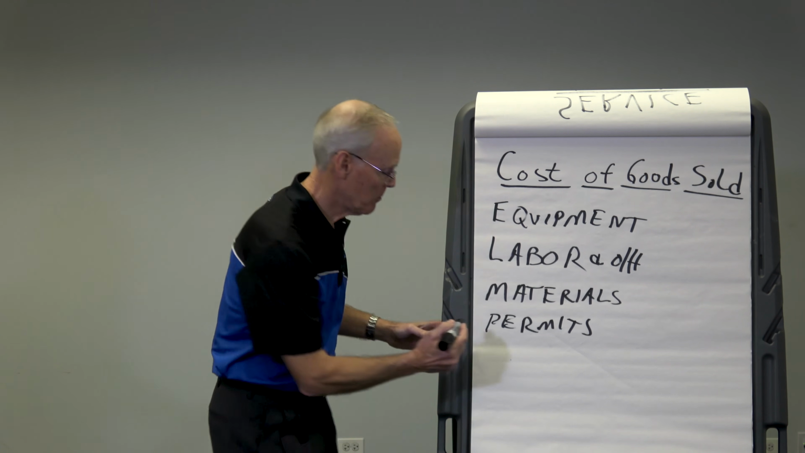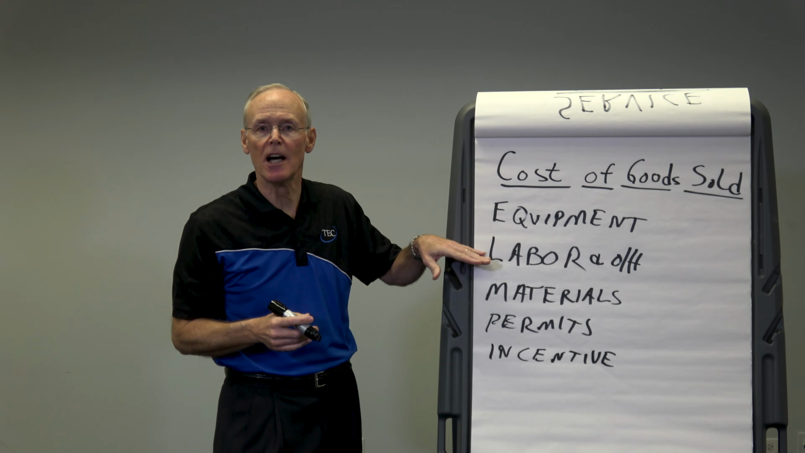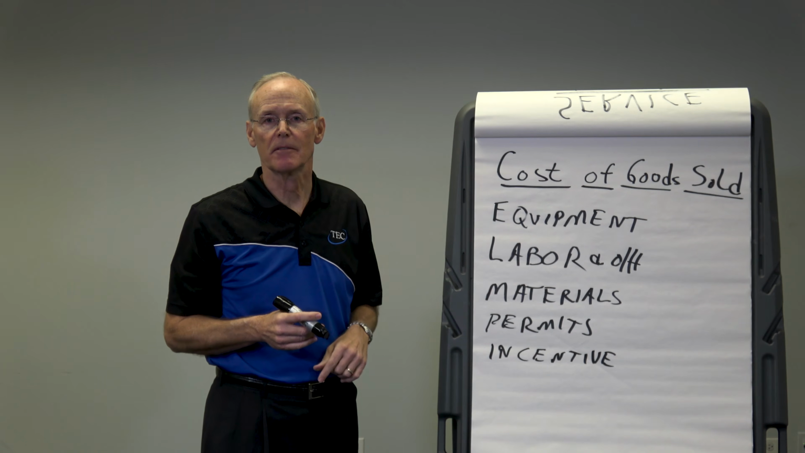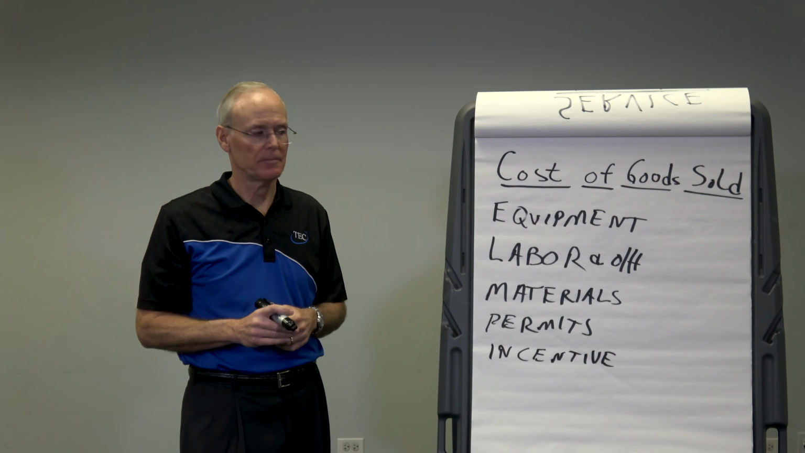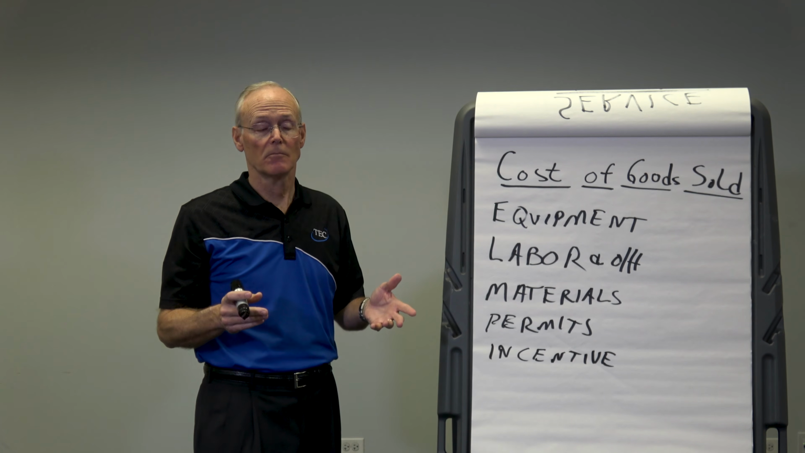So what else is here? Let me put down incentive. If you pay your guys a spiff to put in a job, that would go under incentive. What else would go under cost of goods sold? What if I have to go back on callbacks, like for warranty and stuff? Does that go in there, or is that?